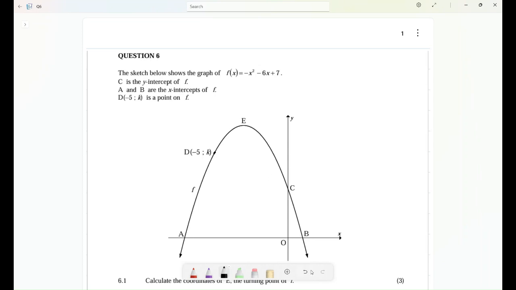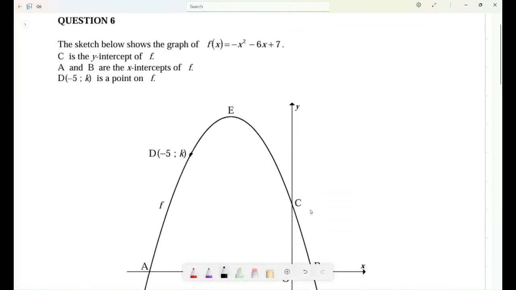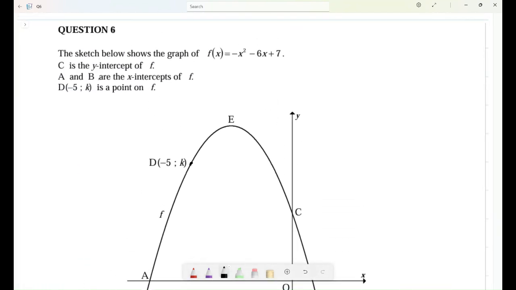This is question 6 under a May-June 2022 question paper. So, question 6 says to us, let me try to zoom this out a little bit. All right, question 6 says, the sketch below shows the graph of f of x. It is equal to negative x squared minus 6x plus 7.